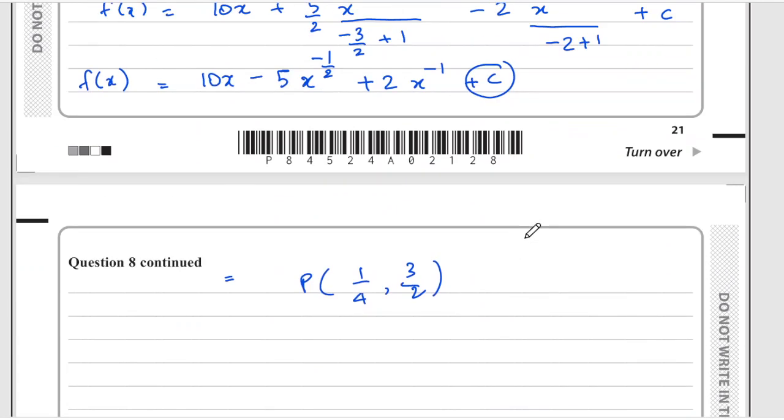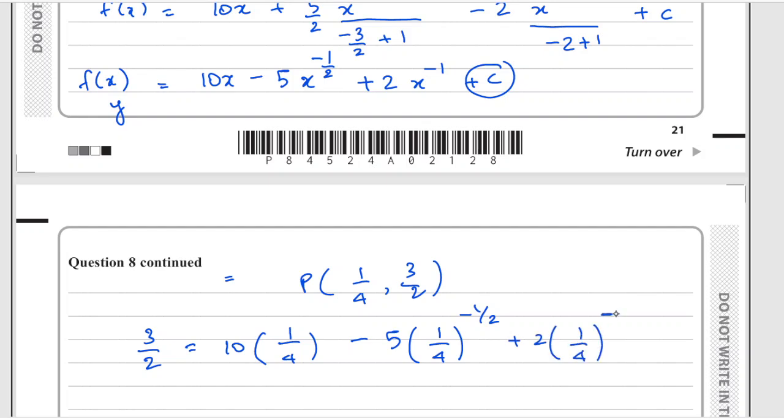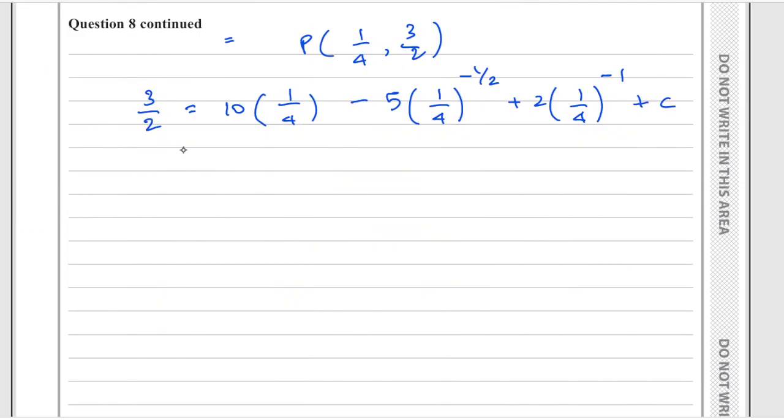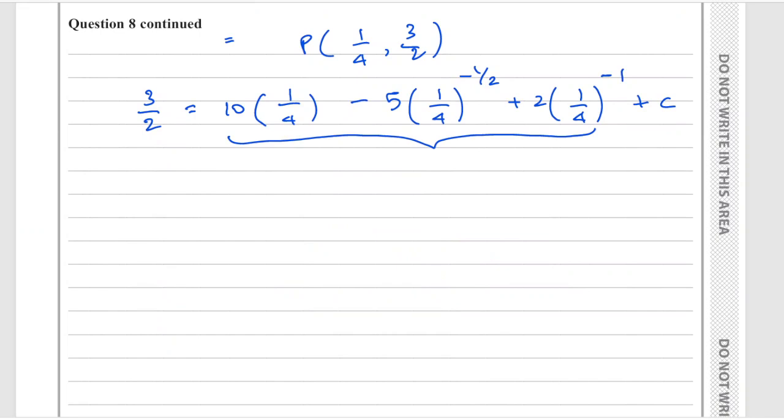So the f of x is nothing but y itself. Okay, so I plug in the value of y as 3 by 2 is equal to 10 times x, which is 1 by 4, so minus 5 times 1 by 4 to the negative power of half, plus 2 times 1 by 4 to the negative power 1, plus a constant. So again, don't try to simplify it on your own doing mental math over here. Put this thing on your calculator. This much part you can put directly on your calculator and try to simplify it.